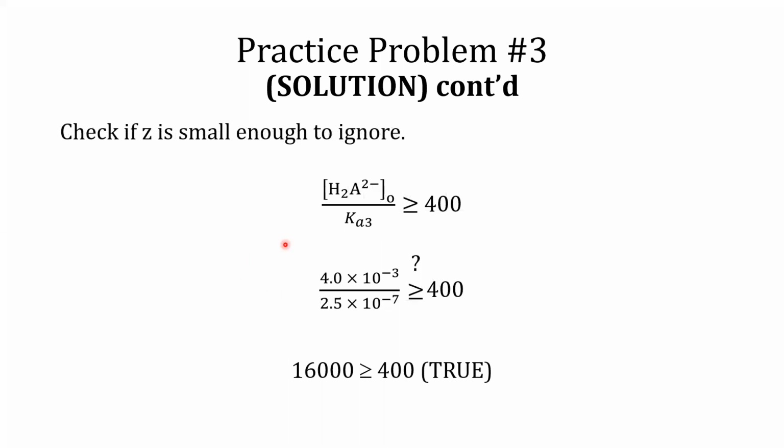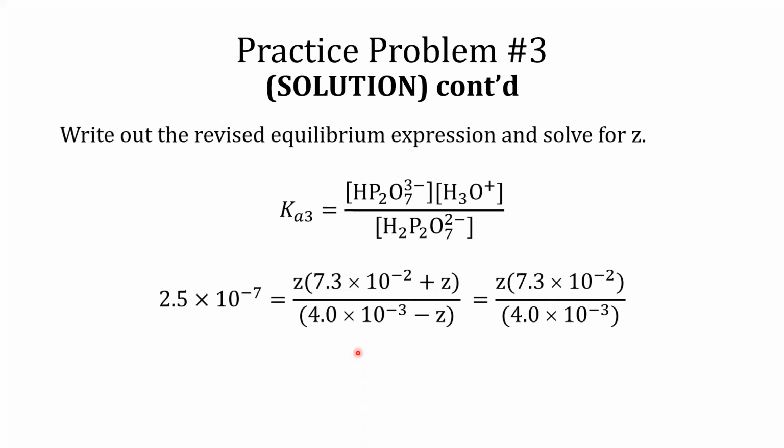To determine if Z is small enough to ignore, one needs to take the concentration of dihydrogen diphosphate ion and divide by Ka3's value to see if the ratio is greater than or equal to 400. In the end, the ratio equals 16,000, which is greater than or equal to 400. So as a result, the assumption that Z is small is valid. After rearranging the equation, the final answer for Z is 1.4 times 10 to the minus 8.